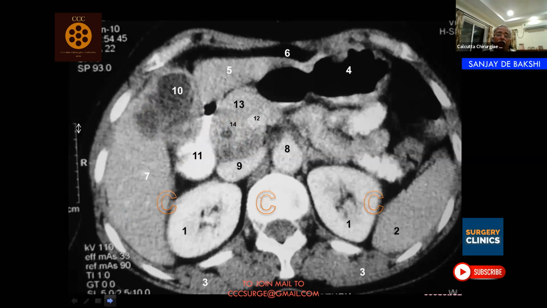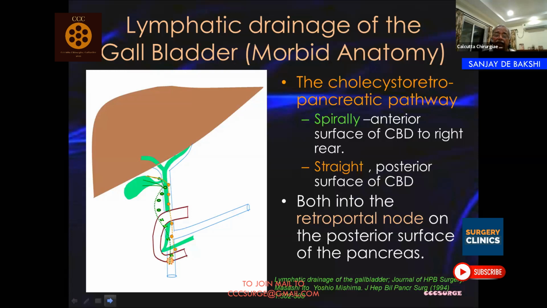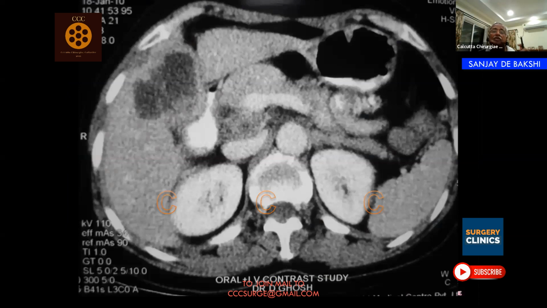So now that you've seen that, that is the lymph node that we were concerned about, the cholecysto-retropancreatic pathway. You need to remember your anatomy. Spirally, the anterior surface of the CBD to the right rear, straight posterior surface, and both into the retroperitoneal node. So now that CT scan, that same patient, pancreatic protocol, slightly lower. Now, tell me what you see. Everything else is the same, but tell me what you think about the bile duct out here.